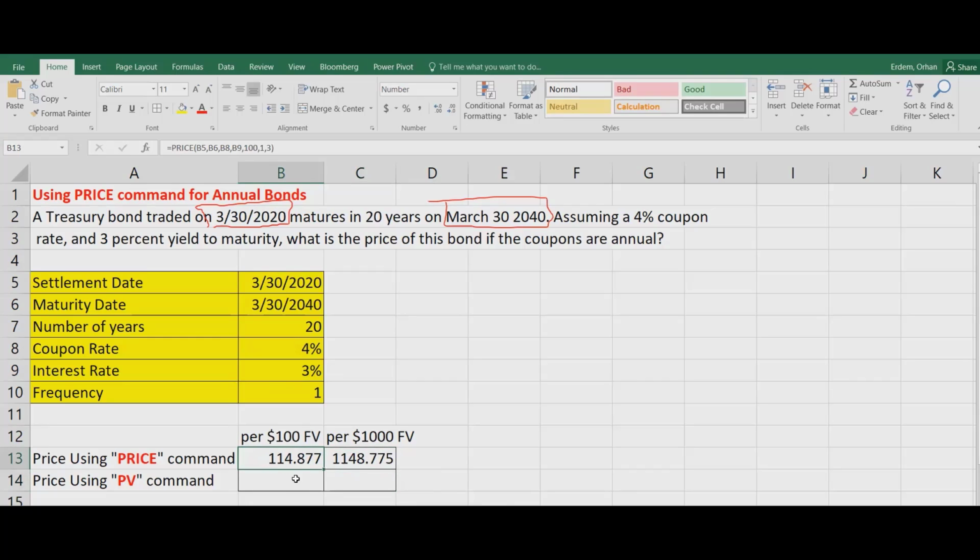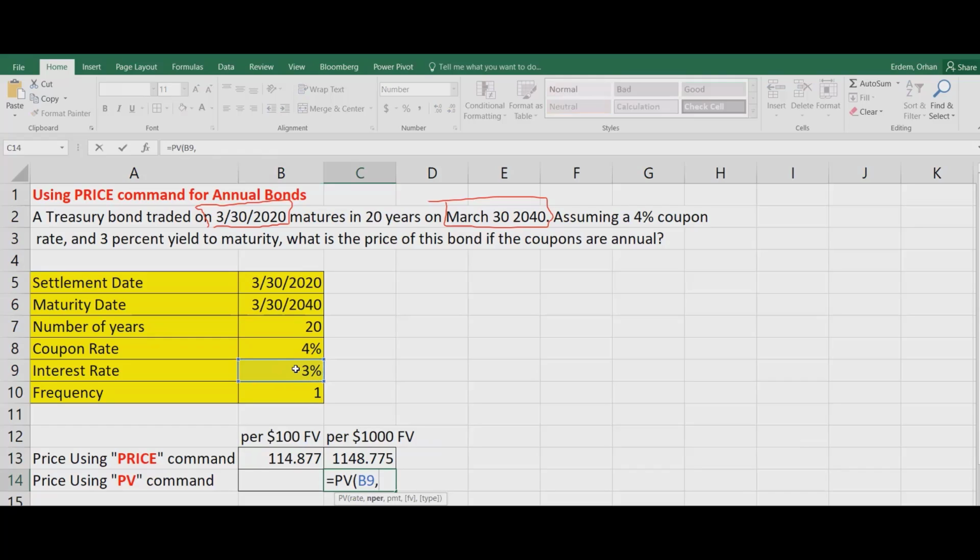We can get the same exact thing with PV command. So general PV command, we use $1,000 as a convention. Let me use that first. So PV, the first thing it asks is the rate. Again, I'm warning you once again. The rate in price function refers to the coupon rate. The rate in PV function refers to the interest rate. So I'm going to select the interest rate here, 3%.